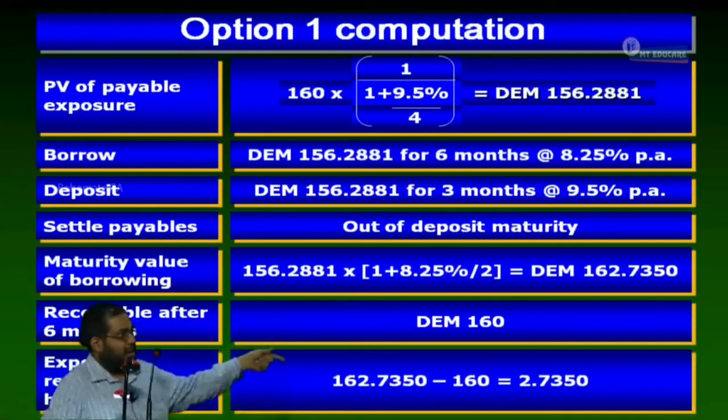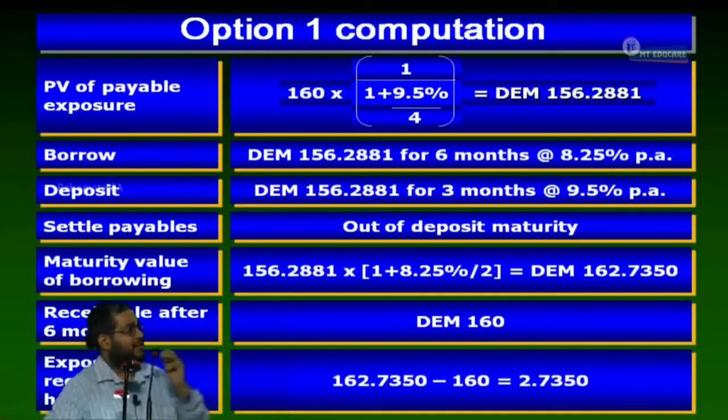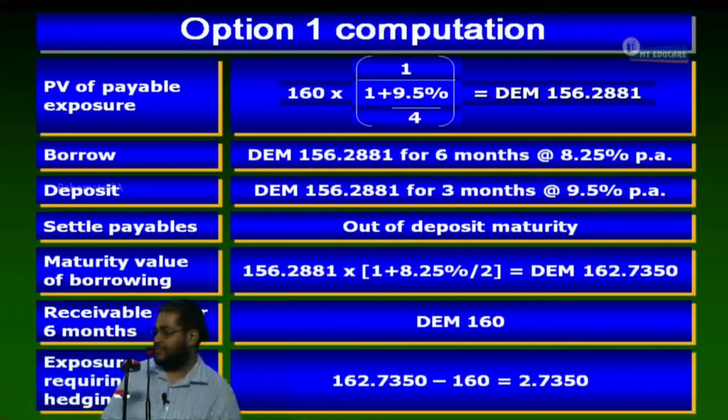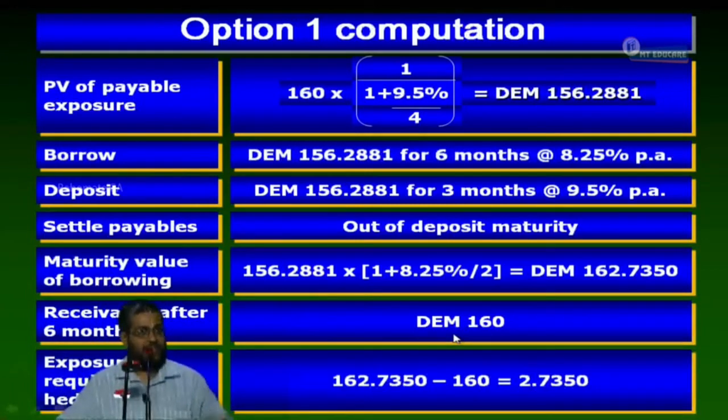Are you all able to read it? Should I read it for you? From which point should I read? The last two lines, can I read it out? Write down: receivables after 6 months. I am reading the last two lines. Receivables after 6 months: Deutsche Mark 160.